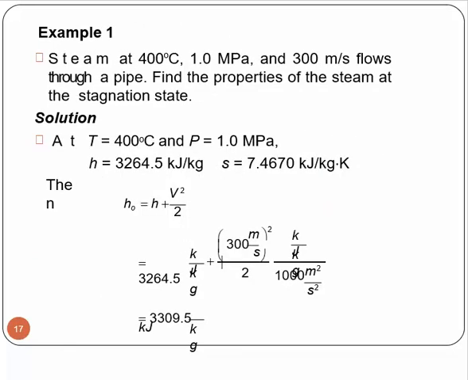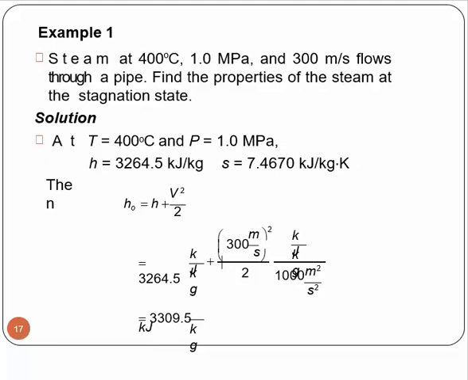Let's move to the example, that is steam. We have steam at 400 degrees Celsius and 1 megapascal, flowing at 300 meters per second through a pipe. We have to find the properties of the steam at the stagnation state. From the given question, we have T equal to 400 degrees Celsius, pressure is 1 megapascal, and enthalpy is 3264.5 kilojoules per kg.